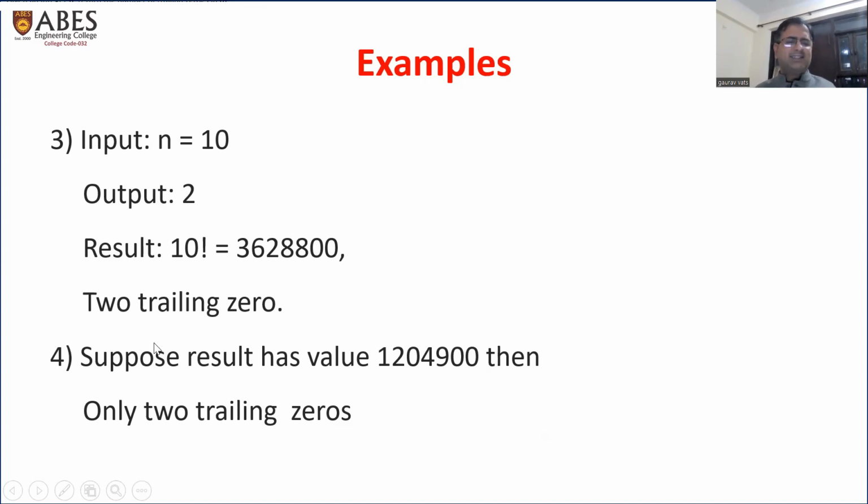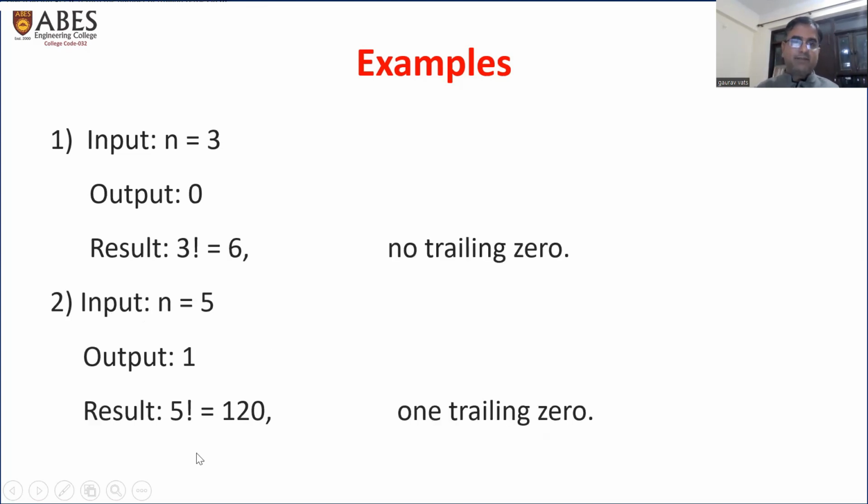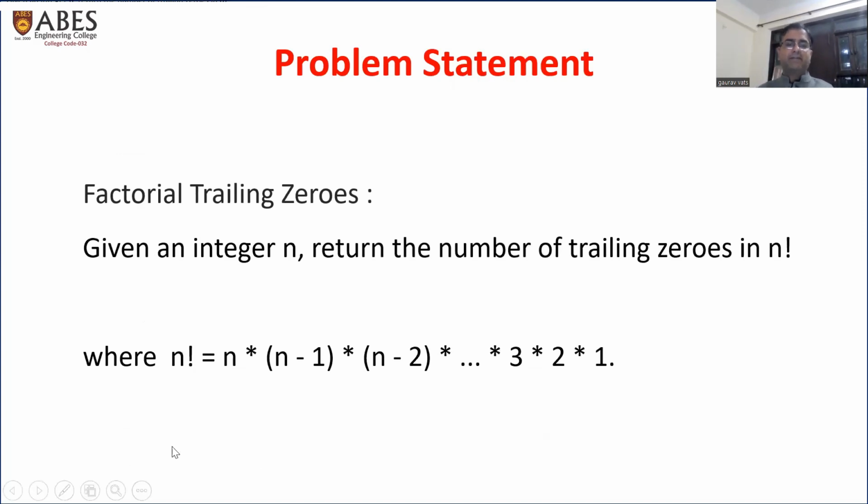Now, in a similar manner, suppose for some value of n, we get this answer: 1204900. Then our output will not be 3 zeros, because this middle zero is not trailing. There are only two trailing zeros, so our output will be 2. Let me get back to the problem statement. You will have some integer n, and you will have to return the total number of trailing zeros in factorial n. I hope you got the problem.